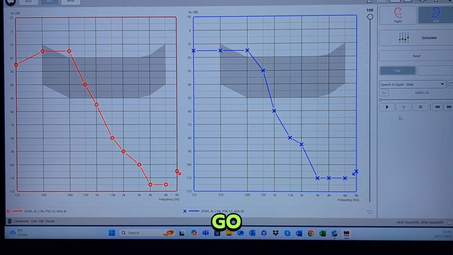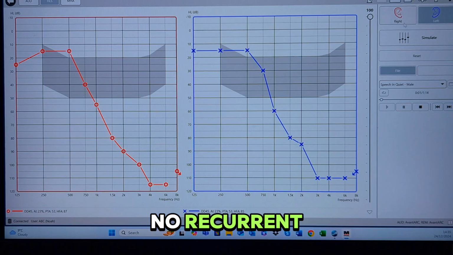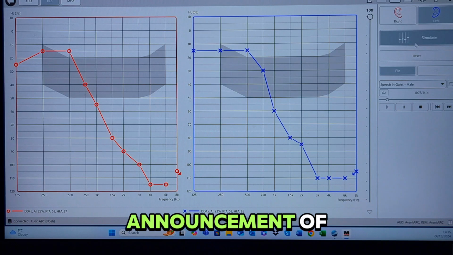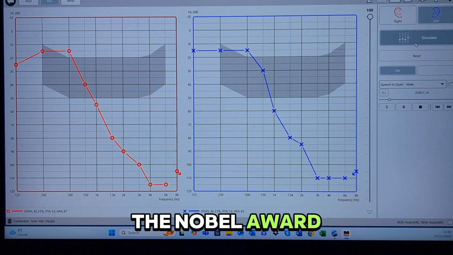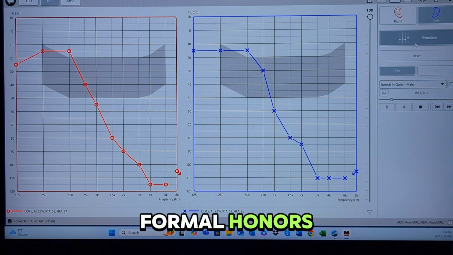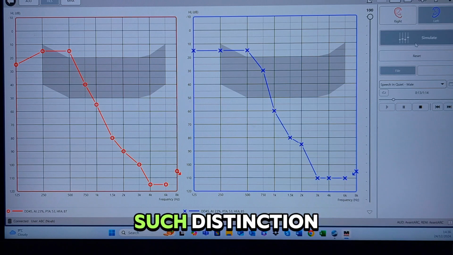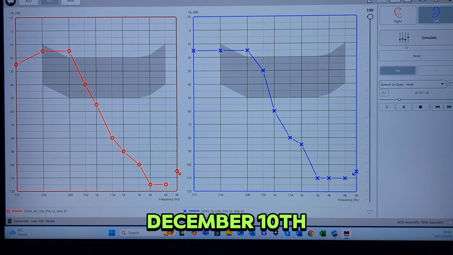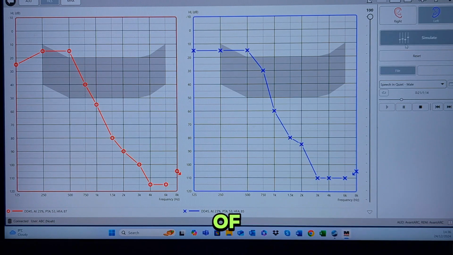No recurrent event in the intellectual world is so avidly awaited by so many people as the annual announcement of the Nobel Award. No formal honor conferred by man carries such distinction as a Nobel Prize. The awards are presented on the 10th of December, the anniversary of Alfred Nobel's death. The Peace Prize is given at a formal ceremony.